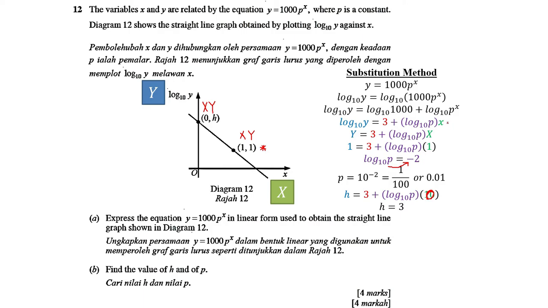1 mark given to the linear form. 1 mark given, either you substitute (1, 1) or (0, h) inside the linear form. 1 mark for the answer for p, 1 mark for the answer for h.